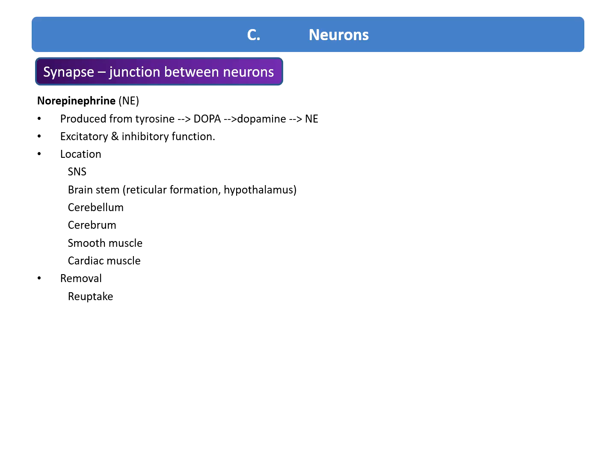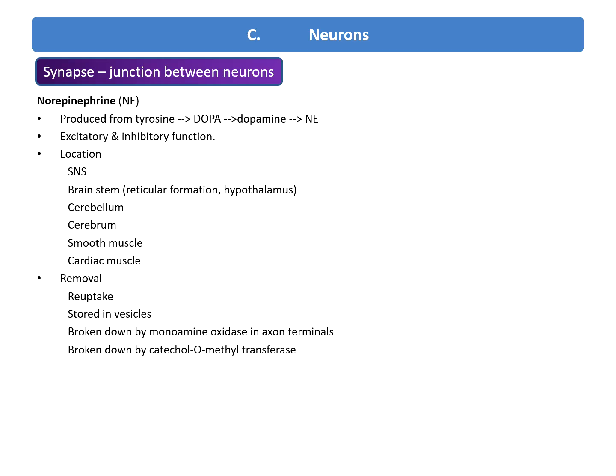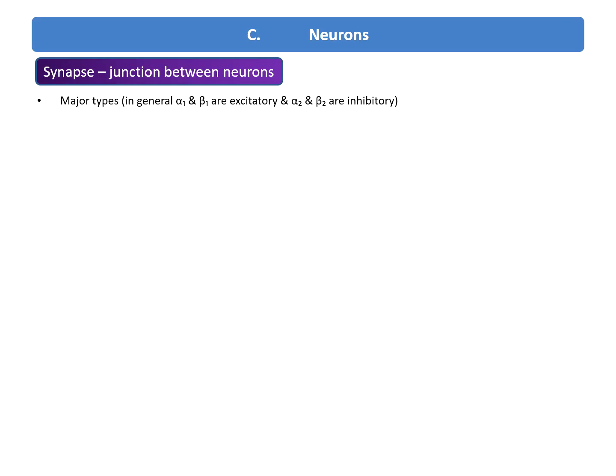It's removed by reuptake, stored in vesicles, and then broken down by monoamine oxidase in the terminals of the axon. It's broken down also by catechol-methyltransferase, so there are several enzymes that help break it down. The major types of these synapses are alpha and beta. In general, the alpha and beta 1 are excitatory and the alpha and beta 2 are inhibitory.